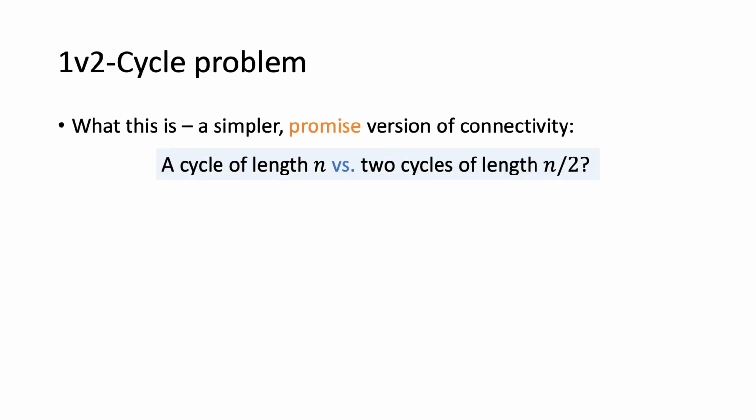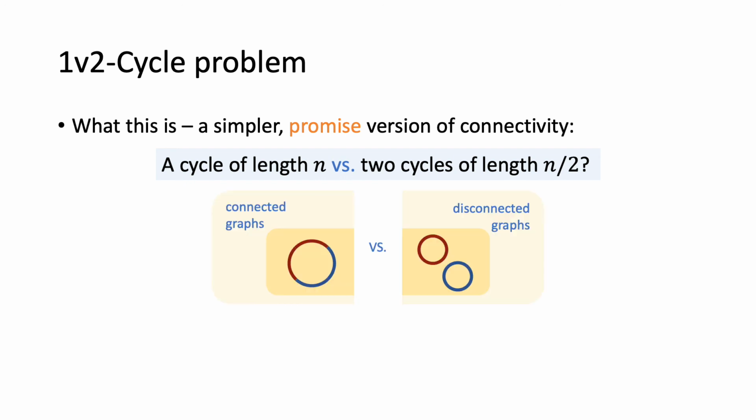So what is this 1 versus 2 cycle problem? As we said, it's a simpler version of connectivity. The input is still a graph on n vertices, but now we are promised that it can only be one of the two following cases, either being a single cycle of length n, or being a union of two disjoint cycles, each of length n over 2. And the task now is to decide which is the case. We can think of 1 versus 2 cycle as a restriction of connectivity, in the sense that the 1 cycles are only a subset of the connected instances, and the 2 cycles are a subset of the disconnected instances.